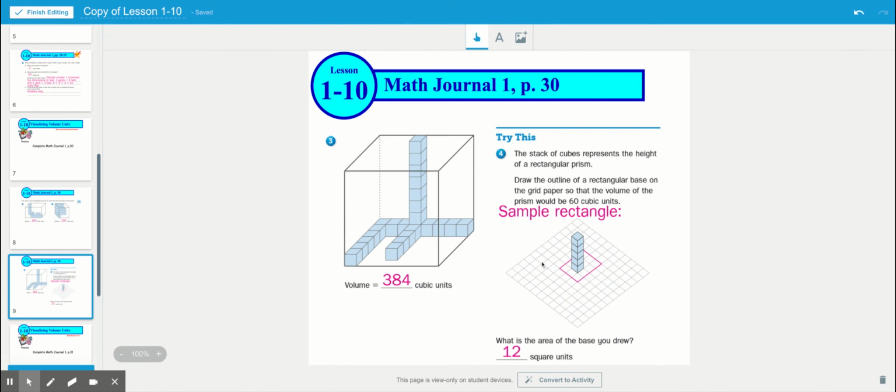And if you did number 4 the correct way, you should have drawn an area similar to this one with 12 unit squares. You could have done a 3 by 4. You could have also done a 6 by 2.